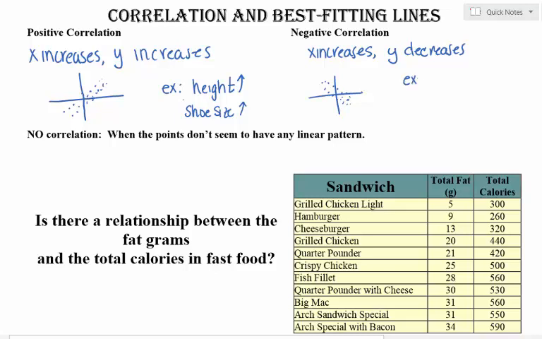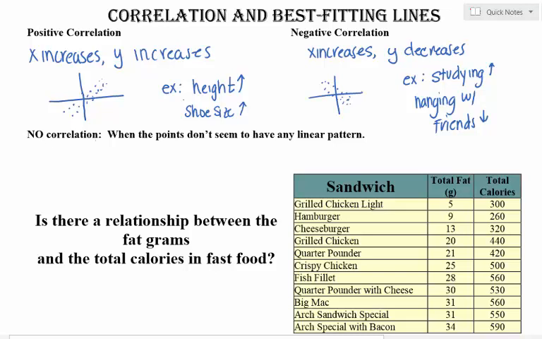So an example of negative correlation: the more time you spend studying would mean your hanging out with friends time would go down, right? You're spending more time studying, so you have less time to hang with your friends. So as one increases, the other decreases.